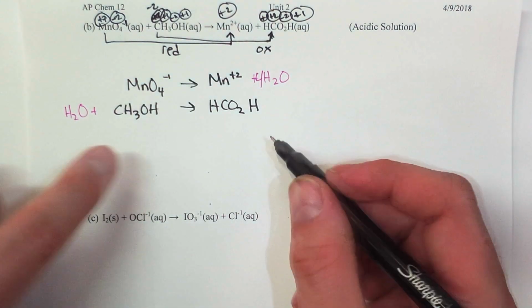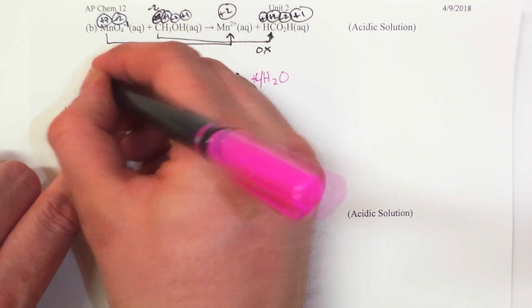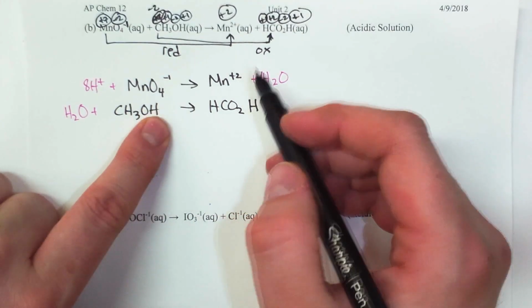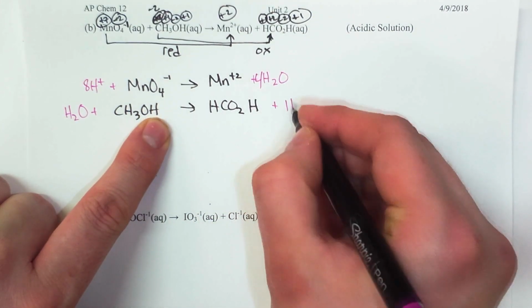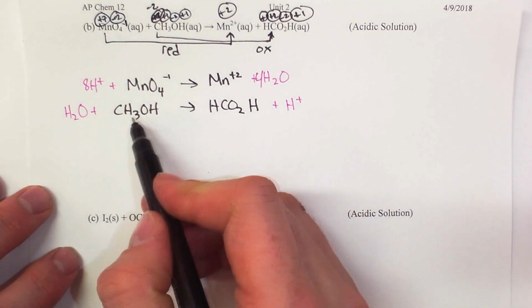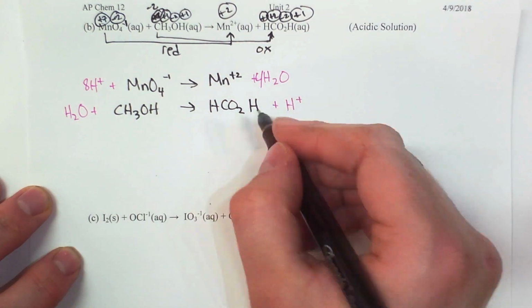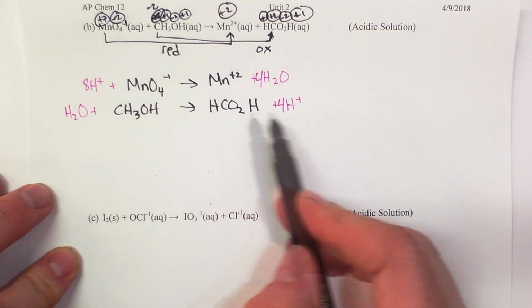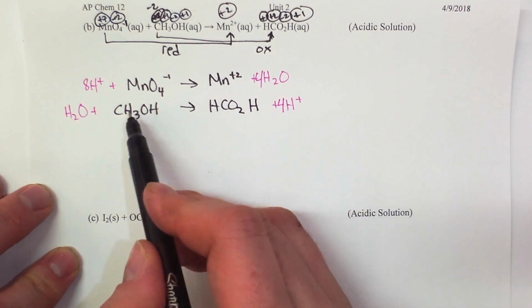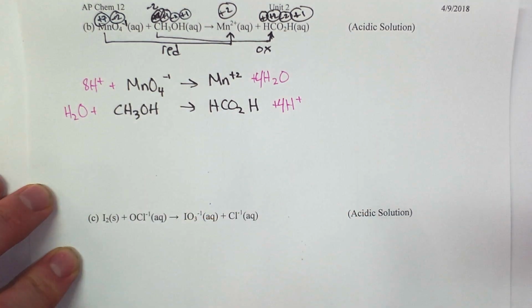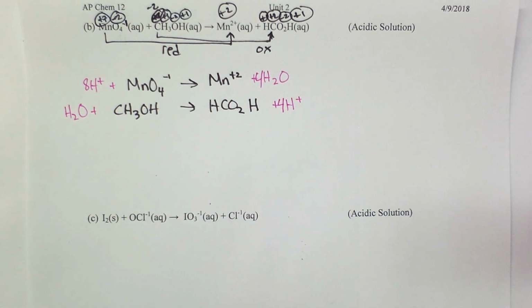Counter with your hydrogens. I have 8. I have 1, 2, 3. No, I miscounted. 3, 4, 5, 6, 2. There, that's better. 1, 2, 3, 4, 5, 6. 8 and 8. So we're good. You can make a pretty bad mistake if you miscount.